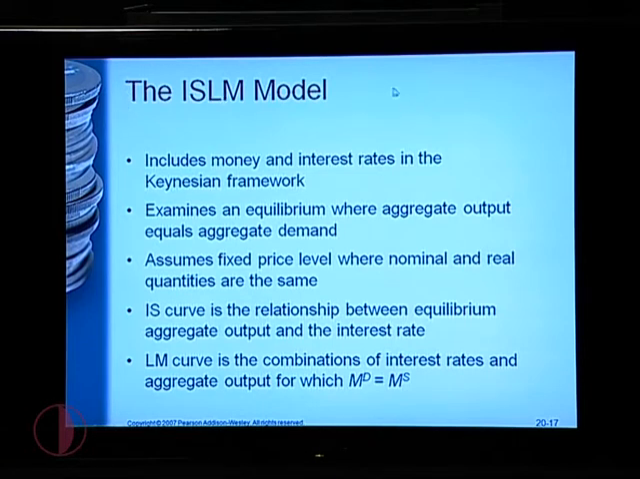The ISLM model includes money and interest rate in the Keynesian framework. Examine equilibrium where aggregate output is equal to aggregate demand. Assume a fixed price level where nominal and real quantities are the same. The IS curve is the relationship between equilibrium aggregate output and the interest rate. The LM curve is the combination of interest rates and aggregate output for which MD equals MS. It means money demand is equal to money supply.